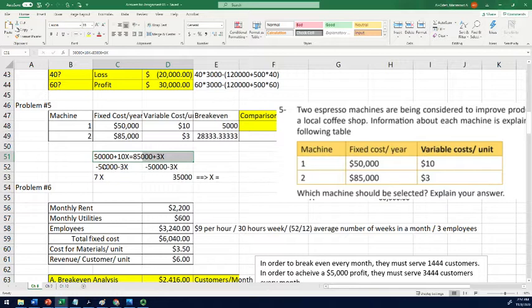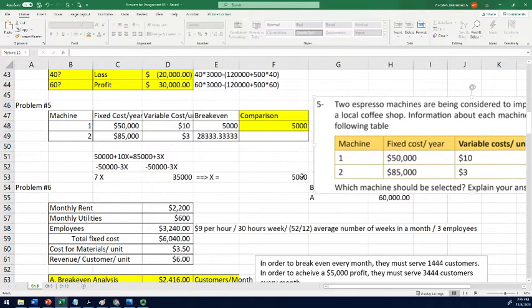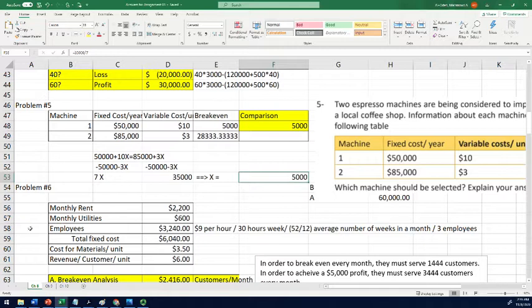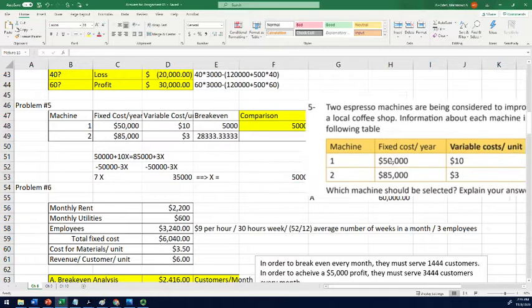So what I did here on the second line, you will see I subtracted 50,000 from both sides. I also subtracted the 3x from both sides, and that would leave us with a 7x on the left side, and on the right side would leave us with 35,000, and this is coming from 85,000 minus the 50,000, and now divide both sides by 7, and that would give you x to be equal to 5,000 units. All right, so now we have reached a number.